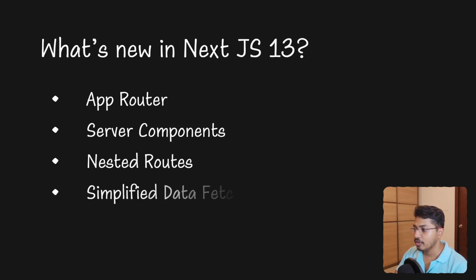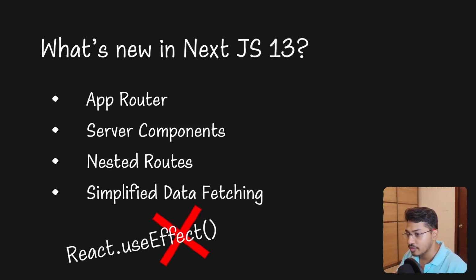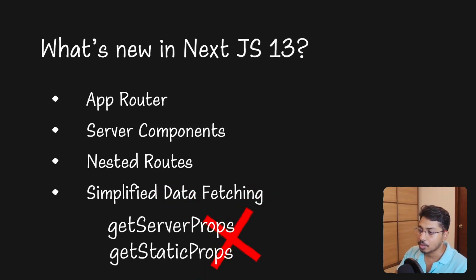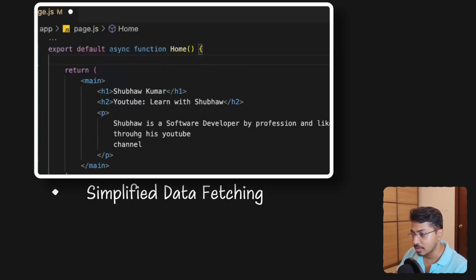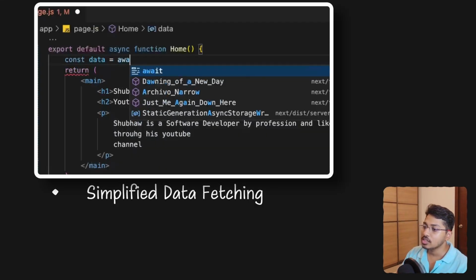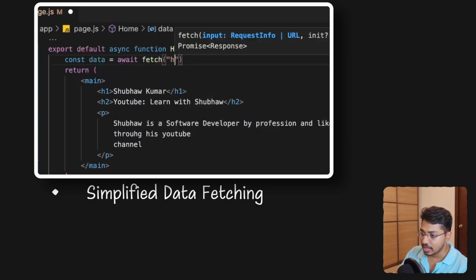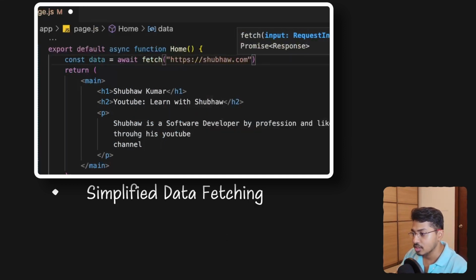Next is simplified data fetching. Next.js 13 makes it easier to fetch data from your backend. Now you do not need to fetch the data inside a useEffect hook or any getServerProps, getStaticProps, etc. The basic idea is to make it as close to plain JavaScript as possible. So you can just use await, fetch, and a URL, and that will give you the response.